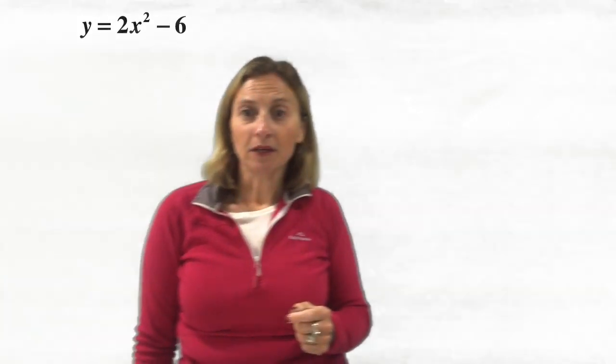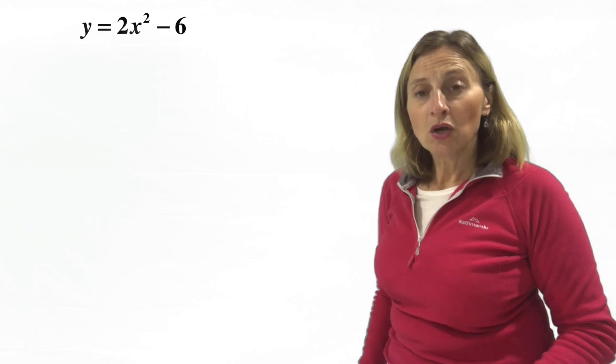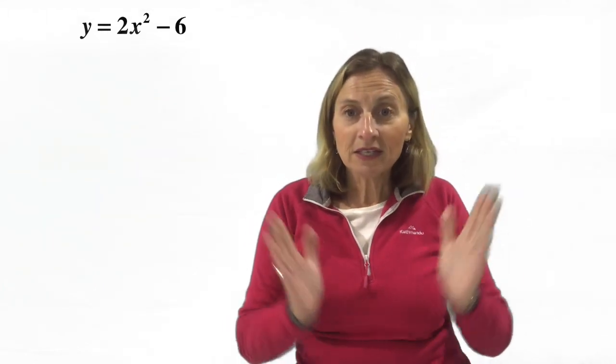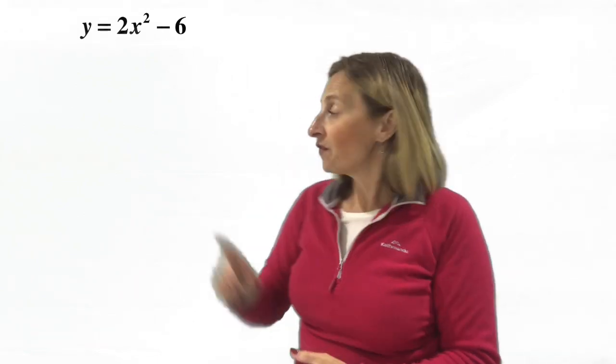Let's have a look at a different one. What if we have y equals 2x squared minus 6? You should remember that x squared is a parabola. The 2 makes it steeper and the whole graph goes down 6. So we've got this graph.